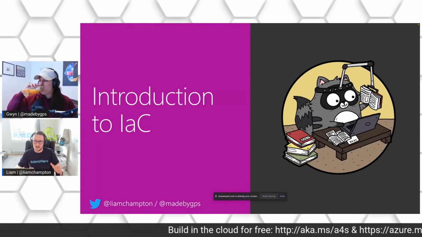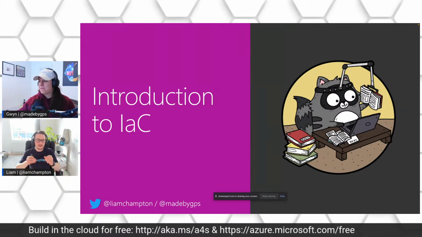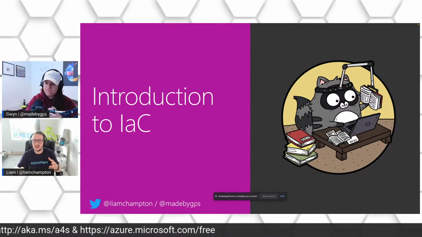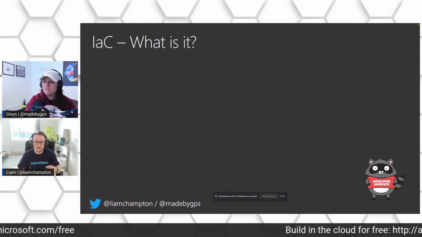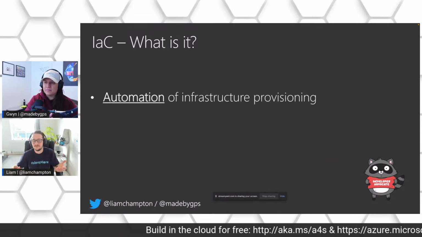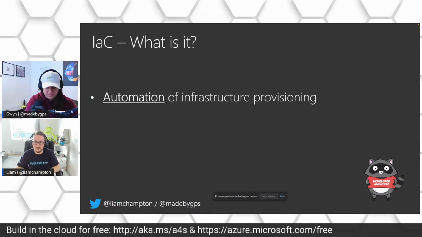So that's a whistle-stop tour of virtual networks, what they are and what we're going to be playing with. Now, up next, I'm going to do an introduction to infrastructure as code and what it is, what we use it for, and some challenges. So what is infrastructure as code? It's automation. It is automating the infrastructure provisioning in the cloud for us.